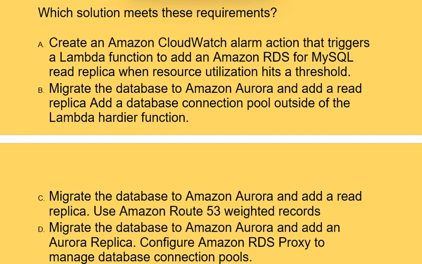Option C. Migrate the database to Amazon Aurora and add a read replica. Use Amazon Route 53 weighted records. Option D. Migrate the database to Amazon Aurora and add an Aurora Replica. Configure Amazon RDS Proxy to manage database connection pools.